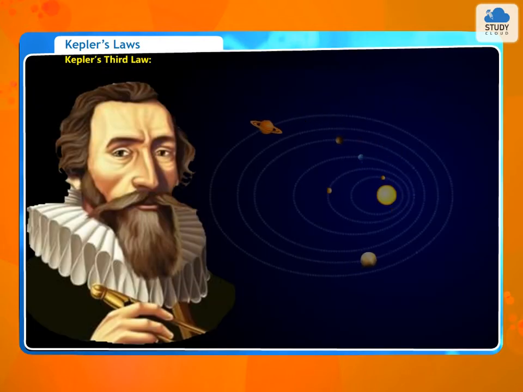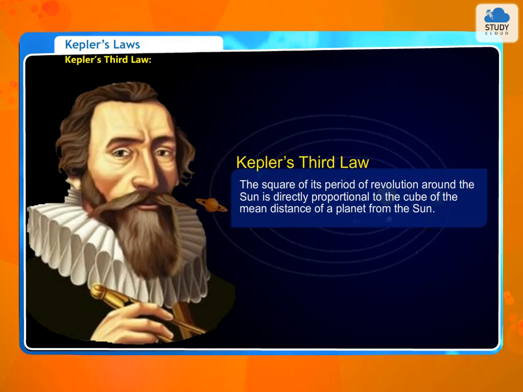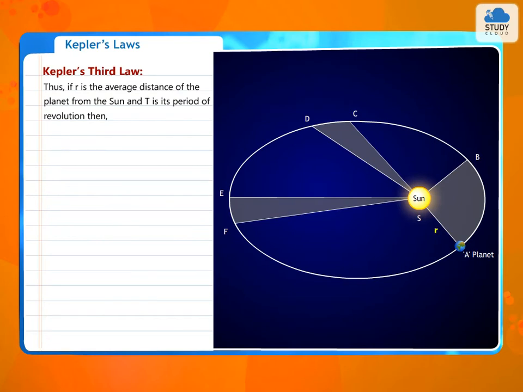Kepler's third law. The square of its period of revolution around the sun is directly proportional to the cube of the mean distance of a planet from the sun. Thus, if r is the average distance of the planet from the sun and T is its period of revolution, then T² ∝ r³, that is, T²/r³ is constant, equal to k. Equation 1.